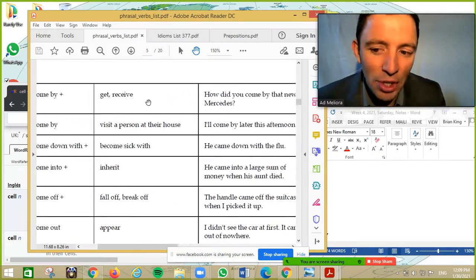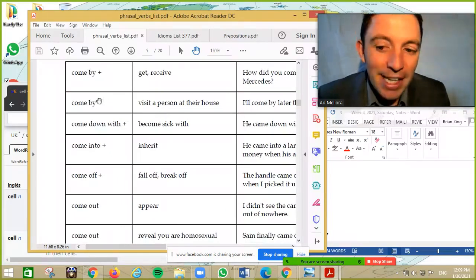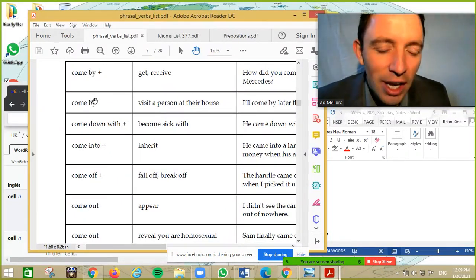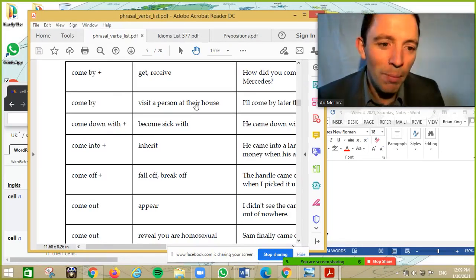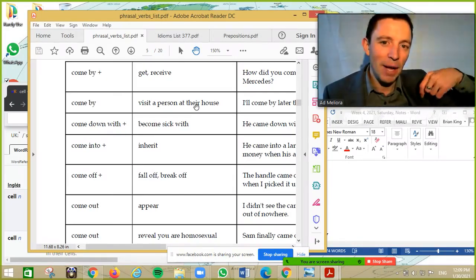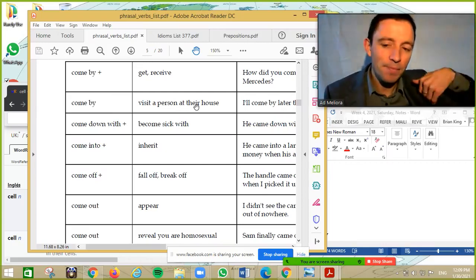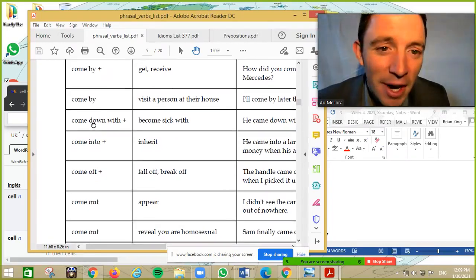And here it's a preposition, come by. And the second example is "como he dicho", like I said, visit a person at their house. So please come by my house. Pasear mi casa. Okay, come by. Okay, the next one is very common as well.